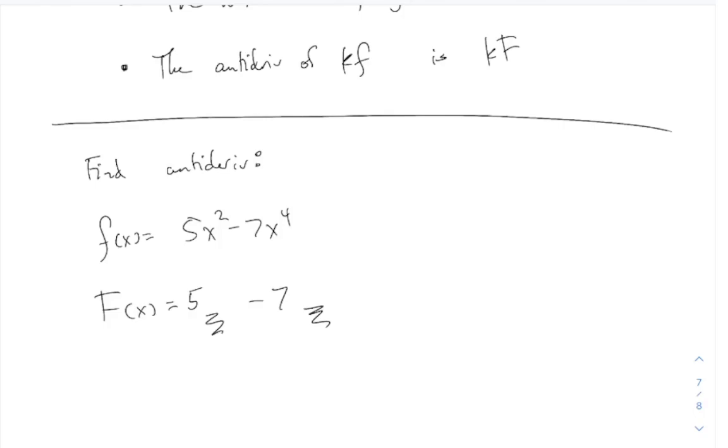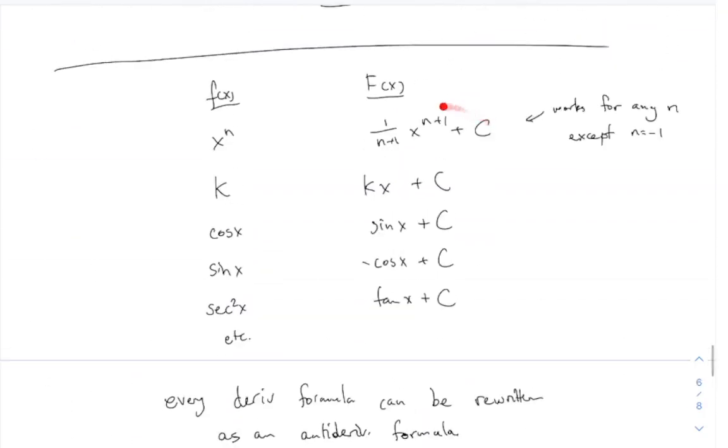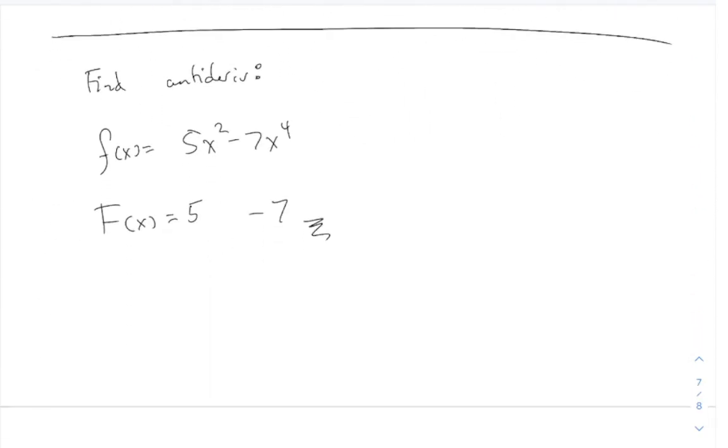You use that power rule that I just talked about a moment ago. This thing here, right? For each of those guys. So what's it going to be? The x squared becomes 1/3 x cubed, and then x to the 4 becomes 1/5 x to the 5. Right?